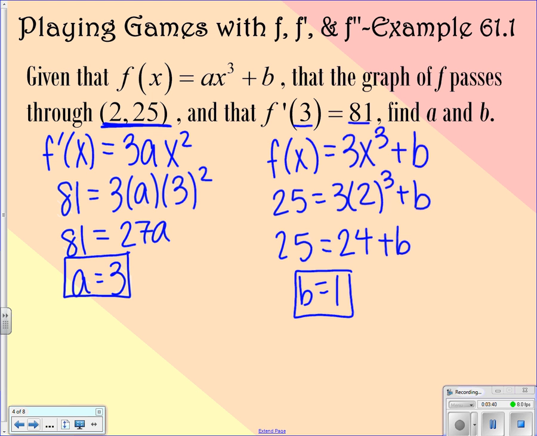So that's what they're talking about when they're saying playing games with f, f prime, and f double prime. You've got to take the derivative, and then sometimes you'll have to take the second derivative, and you'll plug in the numbers that they give you.